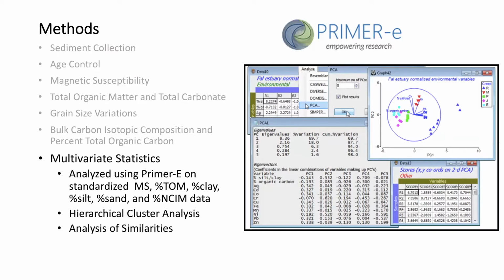An analysis of similarities was completed to determine the significance level of the groups determined by cluster analysis. An R value close to 1 suggests that the determined groups are significantly different. A principal component analysis was then completed to generate a principal component scatter plot using the first and second principal component eigenvectors, which reveals which proxy most influences the variability of the data.